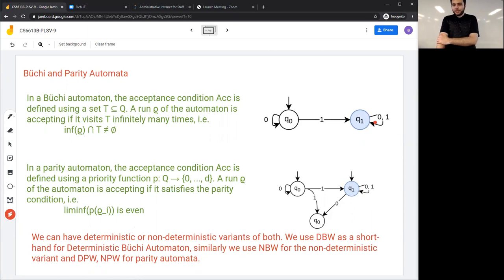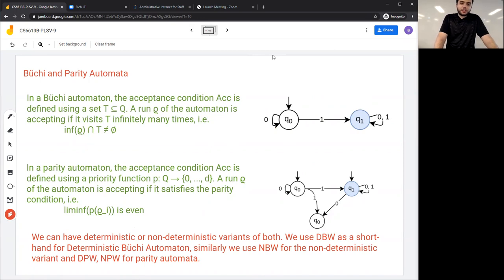So it has to visit Q1 infinitely many times. And if it comes to Q1, then it will visit Q1 infinitely many times because there is no way to go anywhere else from Q1. So again, it's just the set of infinite words that have at least one 1. In this case, coincidentally, they are the same, but we will see many examples where they don't really look like each other. And just like the finite case, we can have a non-deterministic Büchi automaton or a deterministic Büchi automaton.